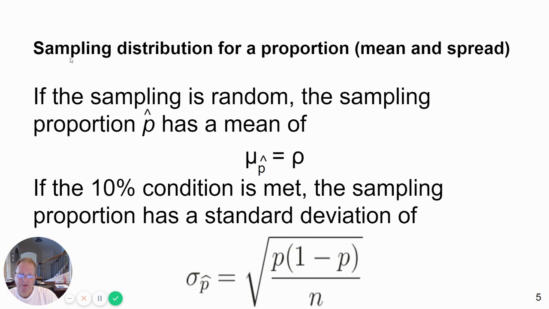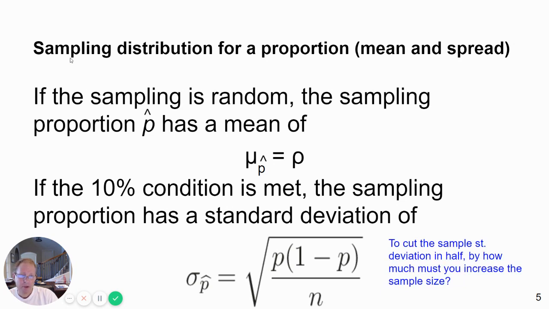Then, if the 10% condition is met, the sample proportion has a standard deviation equal to that equation at the very bottom. Notice here that the sample size n is in the denominator of the right-hand side of that equation. So we can ask this question: to cut the standard deviation in half, by how much must you increase the sample size? Well, the answer is I have to quadruple the sample size n.